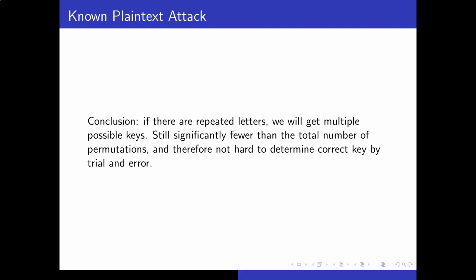So even if there are repeated letters, you're gonna get multiple possible keys, and there's still gonna be significantly fewer than the total number of permutations. All right, so you might have a few that you have to check. Also, it turns out, and we'll see this in another attack, if you've got longer text, you can use the longer text to sort of narrow down the possibilities of earlier versions. If there are repetitions, it can help rule out which one is which.